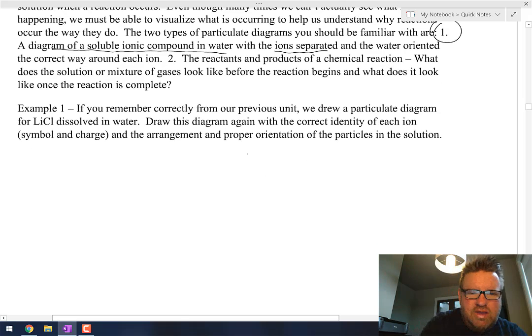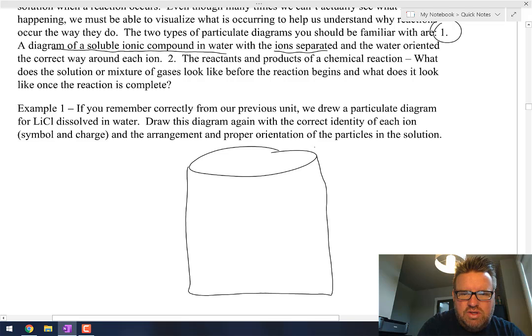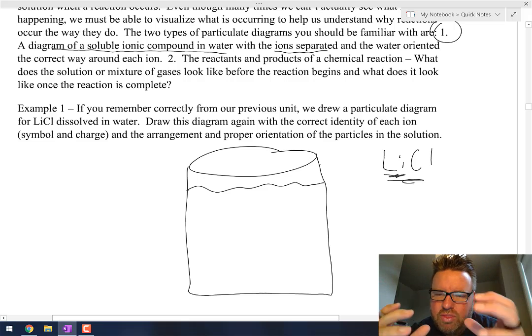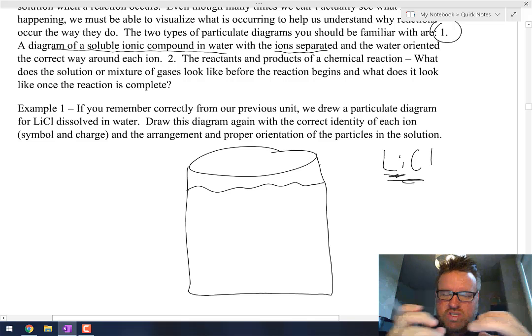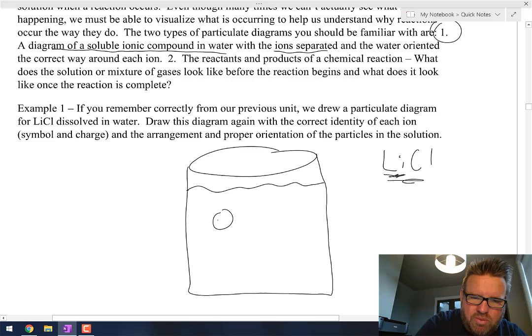In unit 2, we drew LiCl. So now we understand why. LiCl is a soluble ionic compound because it has an alkali metal in it. That means that anytime you put it into water, the water is able to use those ion dipole forces to pull the lithium ions and the chloride ions apart from each other. And so you end up with Li plus, and you end up with Cl minus.